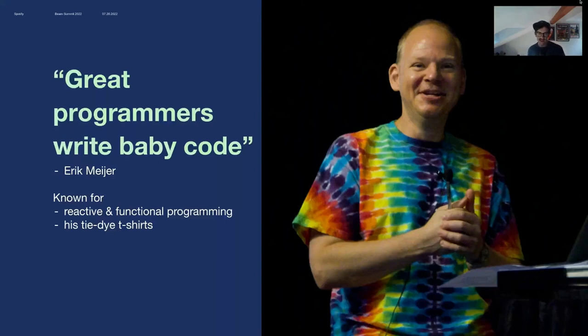Also, in my data engineer career, or let's say education, there's something that really struck me, said by Erik Meijer. If you've never heard about him, he's quite famous for having worked on reactive and functional programming. And he's also known for his very colorful tie-dye shirts. And he said, great programmers write baby code. By this, he means that baby code is code that can be understood by anyone. And it's very important in big teams for handover.